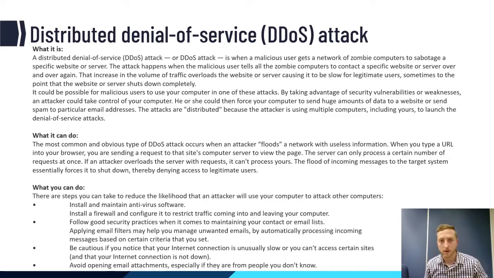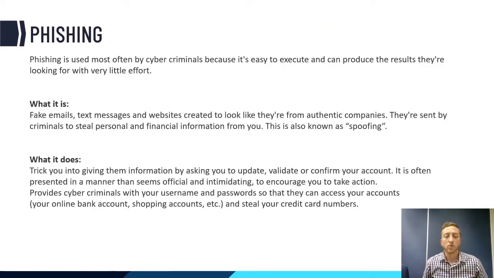So how does this happen? The most common and obvious attack is when the attacker floods a network with useless information. The server, for example, can only process a certain amount of requests, but it is being flooded. So it cannot process legitimate requests and it will essentially be forced to shut down. Fantastic. So we'll move on now to phishing.